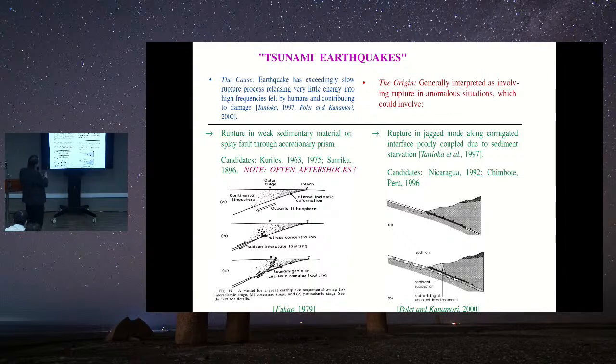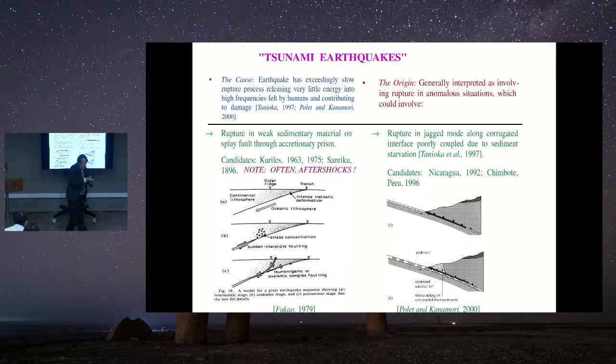So that was a model for the aftershock tsunami earthquake proposed by Fukao. Then there was a model proposed by Polet and Kanamori, and actually earlier on by Tanioka and Satake in Japan. And they said, well, we have an earthquake which propagates here, but the contact, in a place where it's sediment starved, there are not too many sediments, so the contact is irregular, and the rupture is jagged.